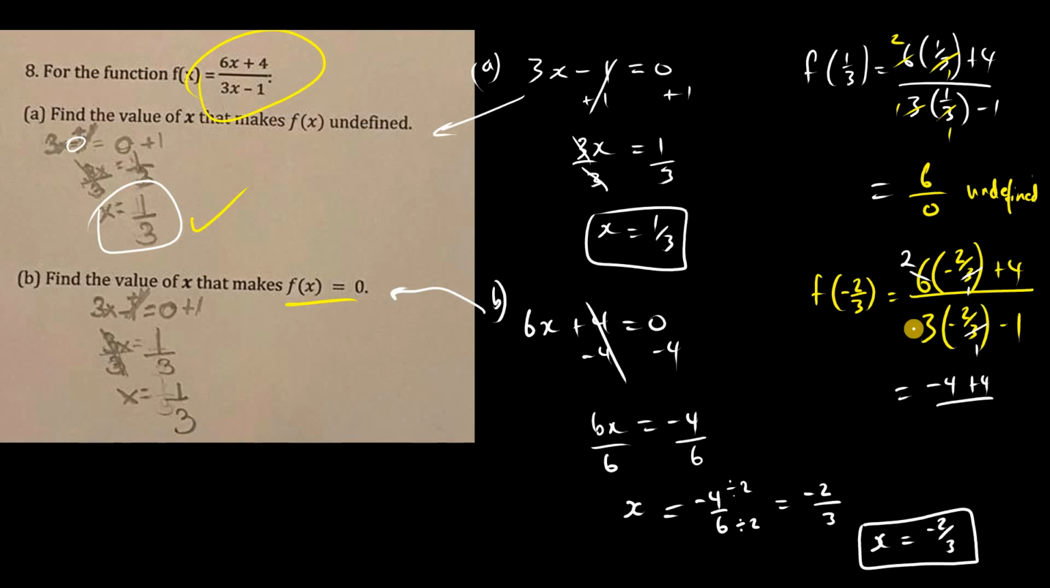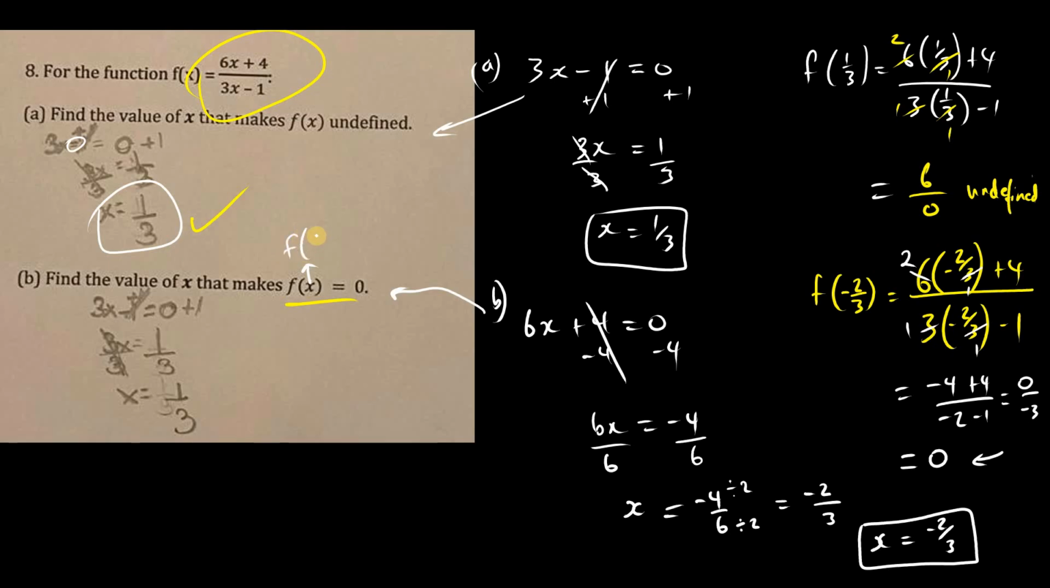3 and 3 give us 1. 1 times -2 is -2 minus 1. And this will be -4 plus 4 is 0. -2 minus 1 is -3. And 0 divided by any value other than 0 will actually be 0. So long as the numerator is 0, we get a solution of 0. So the value of x that created this is actually -2/3.